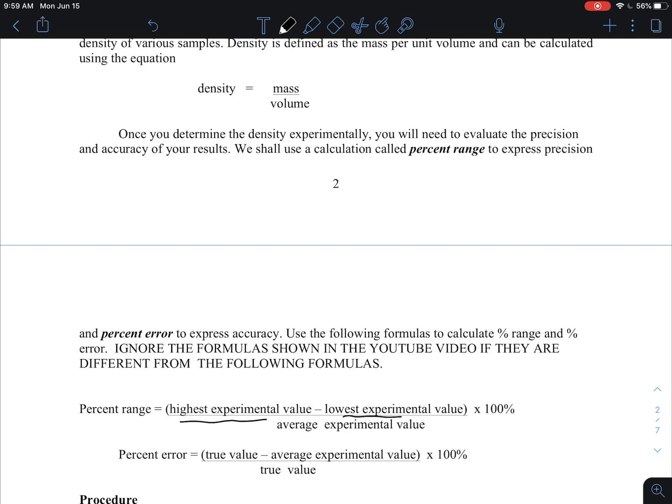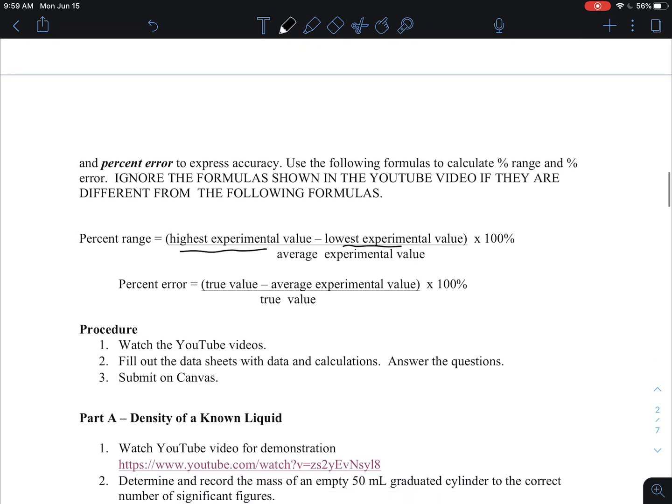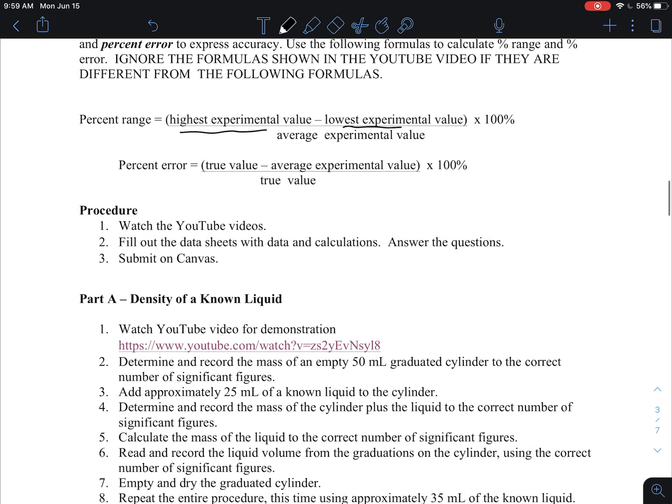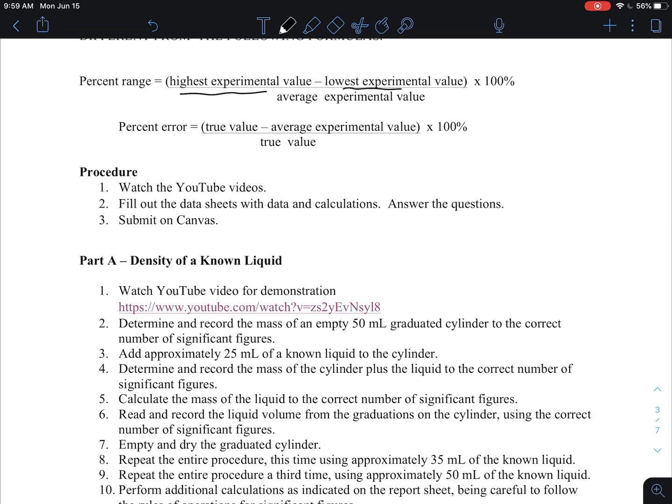Now, you can look at your numbers and say your true value is 10.5 and your average is 9.9. Oh, I'm probably so close. But a percentage will tell you more. You're 2%, you're 7%, etc. Usually in chemistry, we want a percent error of 2% or less to be really confident that we're accurate.